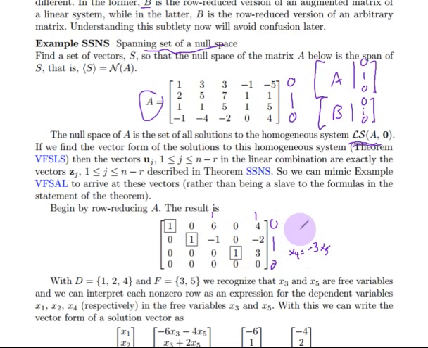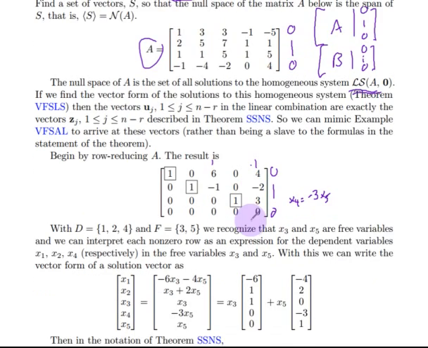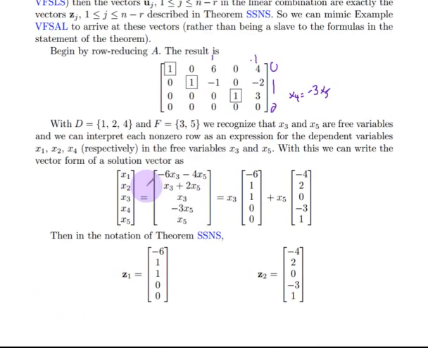If you go through the procedure, you'll find out that your solution can be written in vector form as the linear combination of these 2 vectors. Okay? So here we have 2 vectors in the null space, such that any linear combination of those 2 vectors gives me all possible solutions of the null space.